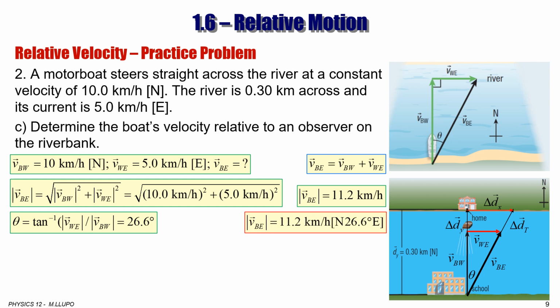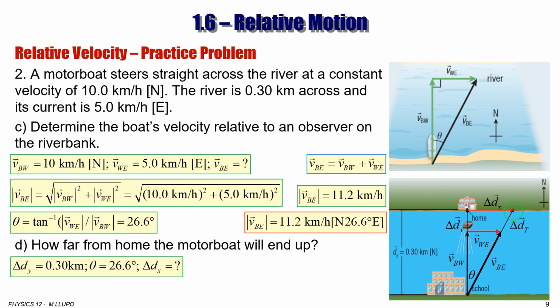So velocity of boat relative to Earth is 11.2 kilometers per hour north, 26.6 east. Next one would be how far from home the motorboat will end up. So what we're looking for is this point here.